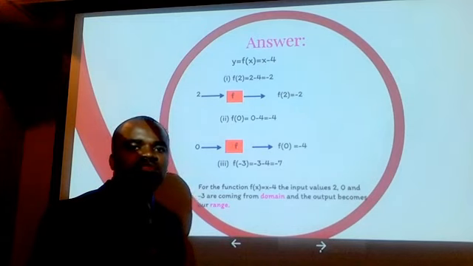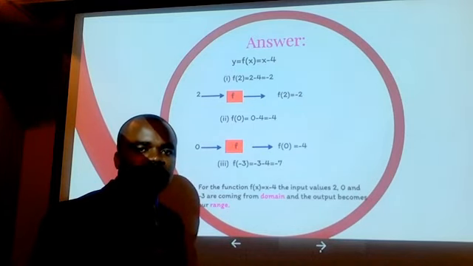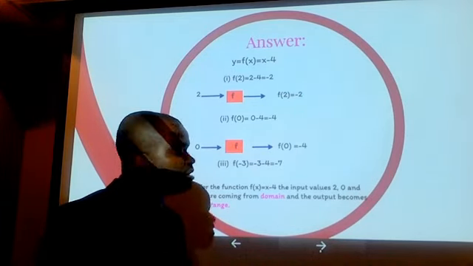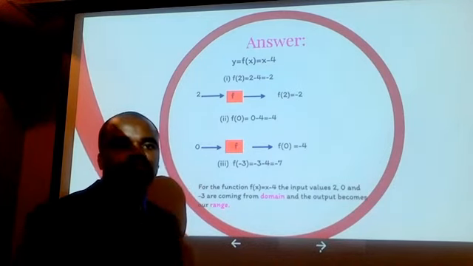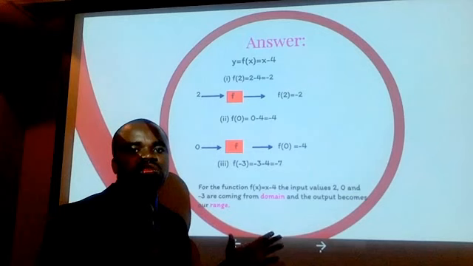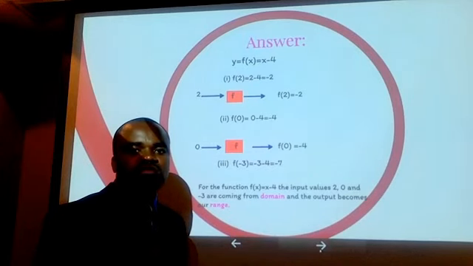We can also do the same thing for f of minus 3. For f of minus 3, our x is equal to minus 3, and wherever there is x, we replace it by minus 3, so that our answer is minus 7.